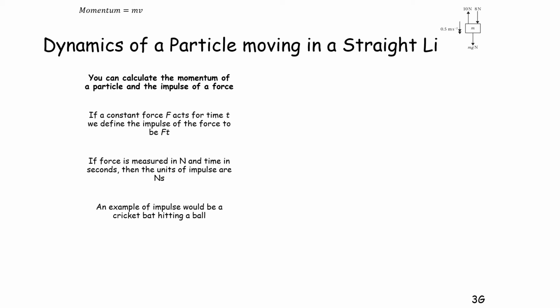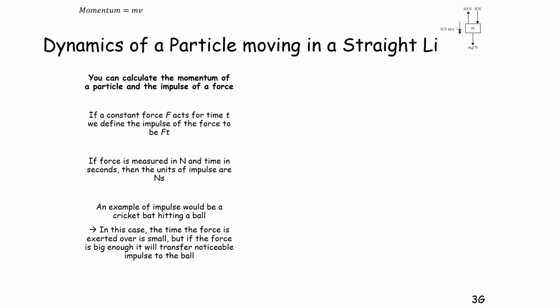If a constant force F acts for a time t, we define the impulse of the force to be F times t. If the force is measured in newtons and time t in seconds, then the units for impulse are newton second. An example of impulse would be a cricket bat hitting a ball. In this case, the time the force is exerted over is small, but if the force is big enough, it will transfer noticeable impulse to the ball.